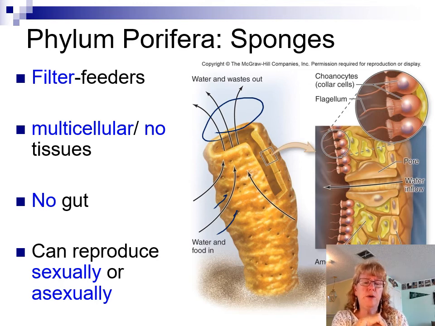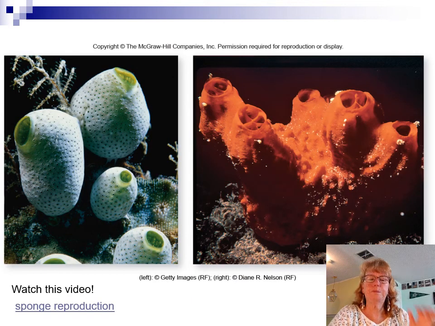They don't have a gut. They don't have a digestive system. So basically, when water is filtered and food is pulled out of the water, it's digested within individual cells, but there is no digestive system. So it's very simple. And they can reproduce both sexually and asexually. So asexually, a part can be broken off and it will grow into a whole new organism, but they can also produce sperm and eggs.